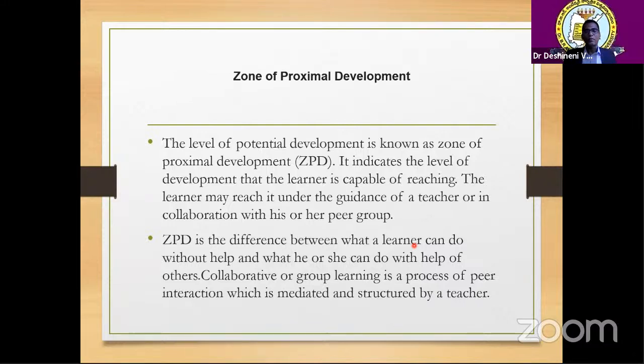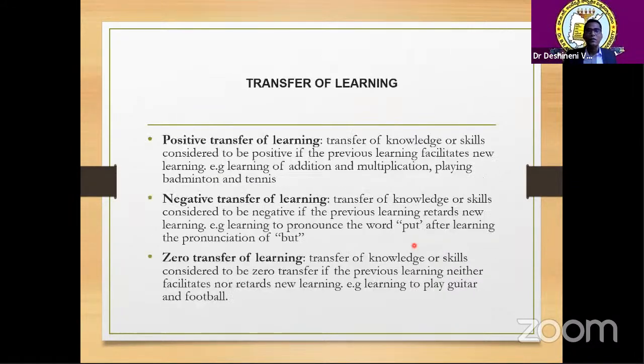So it is the difference between what the learner can learn individually and what the learner can learn in a group, in a collaborative environment. So collaborative or group learning is a process of peer interaction which is mediated and structured by a teacher. So the teacher facilitates group learning or collaborative learning for the full development of various inner potentials in the learners.